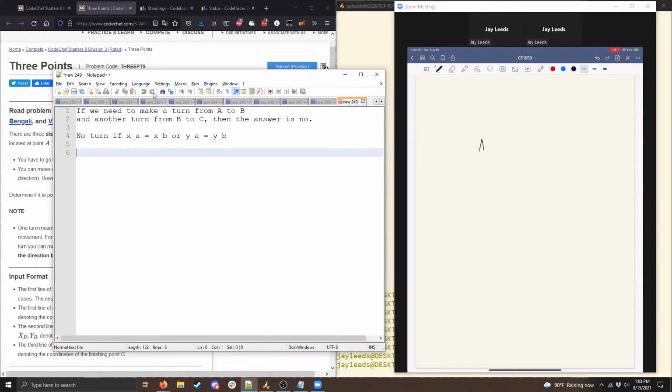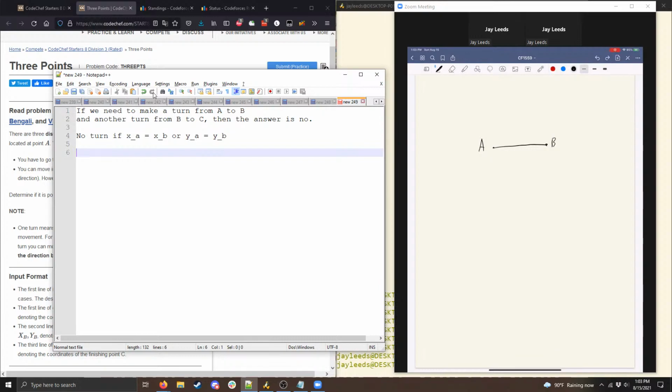So if we have A here and B here, then we're going to need to have C somewhere in this region, somewhere past B. And the reason is that if C were here, then we would need to make 2 turns. Or even if C were on this line back here, we would need to make 2 turns because it costs us 2 turns to make a 180.